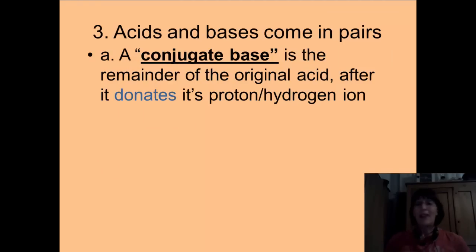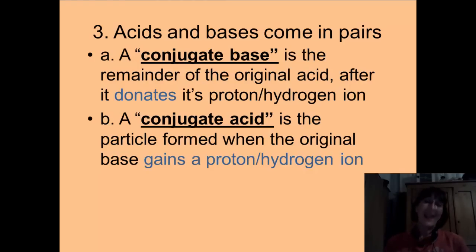Number 3, acids and bases then come in pairs. You have a conjugate base, and it's the remainder of the original acid after it donates its proton or hydrogen ion. And then you have the conjugate acid, which is the particle that's formed when we took that H from the acid and we stuck it over here on this other one. So it's this new particle that's formed by gaining an H ion.